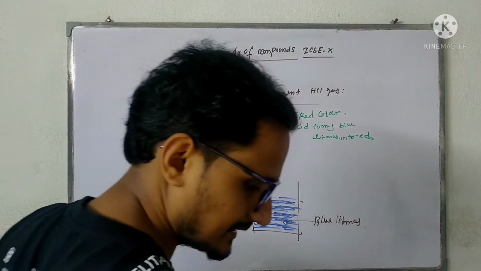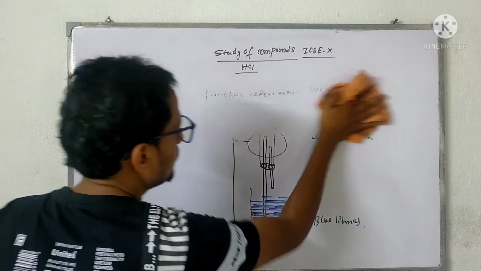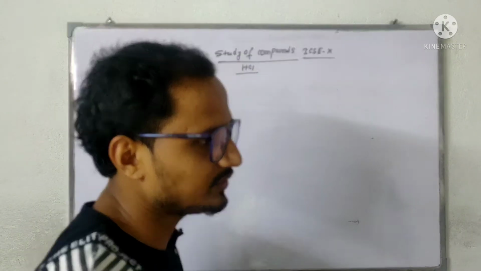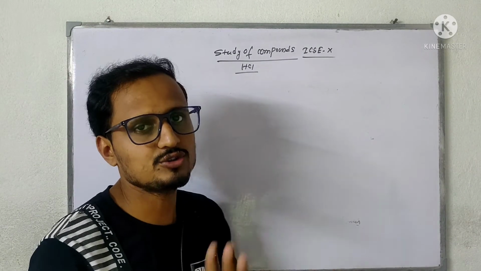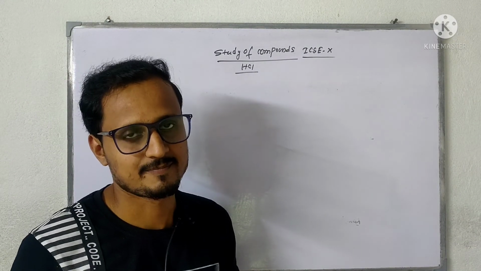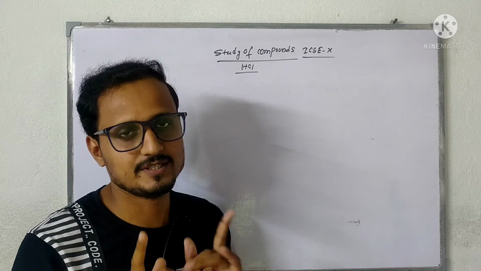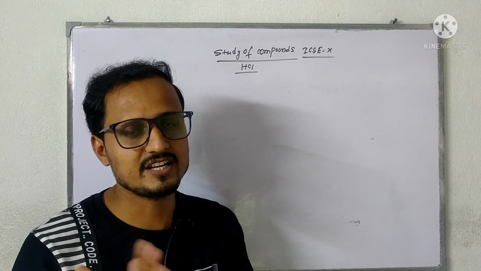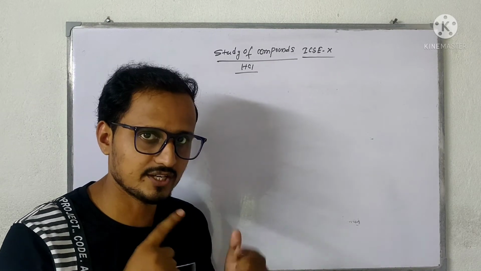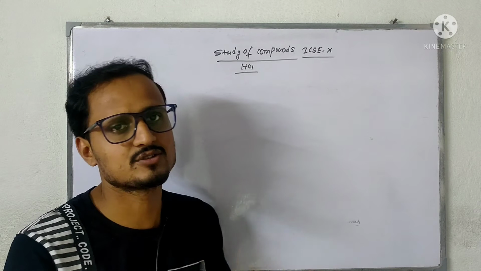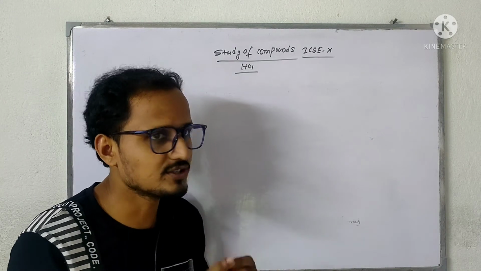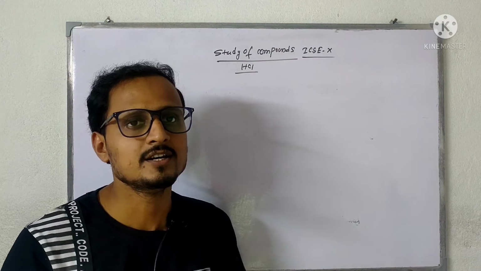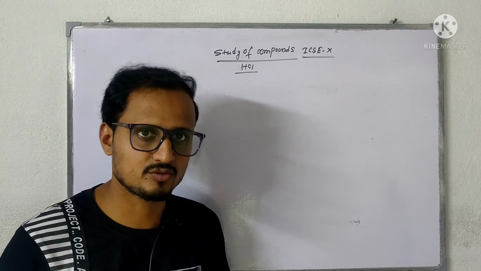Now we will discuss the reactions of HCl, hydrogen chloride. Now we know that hydrogen chloride is a gas, but the solution of hydrogen chloride gas is the hydrochloric acid. So the same reaction will be done by the HCl gas or hydrochloric acid. When HCl is in liquid state, it is hydrochloric acid, and when it is in gaseous state, it is hydrogen chloride gas. Okay, so hydrogen chloride is the gas, and hydrochloric acid is the solution of hydrogen chloride gas.